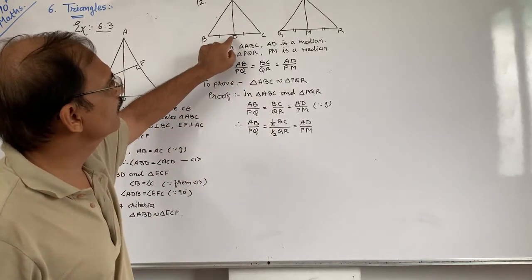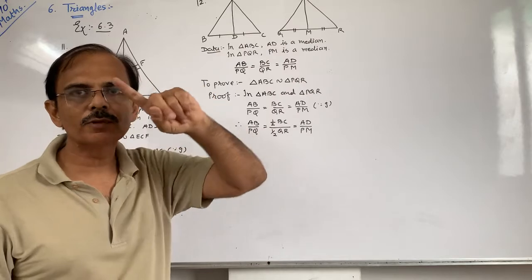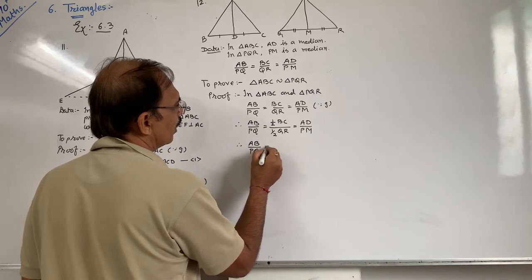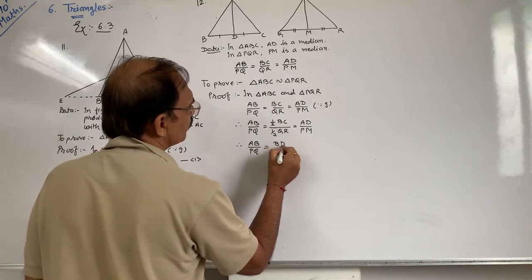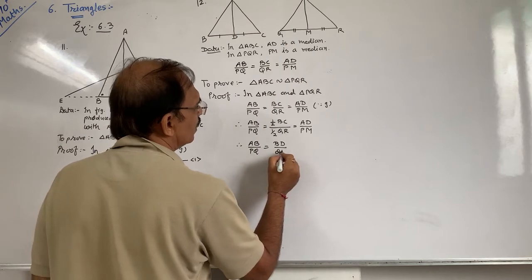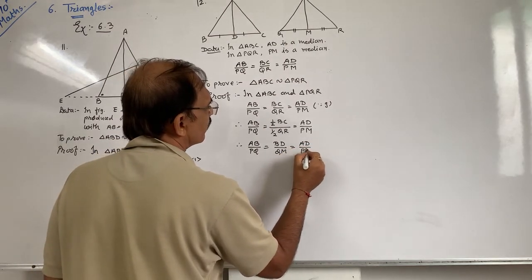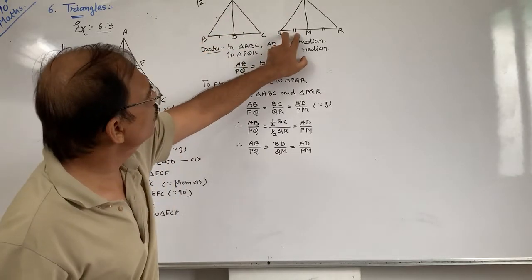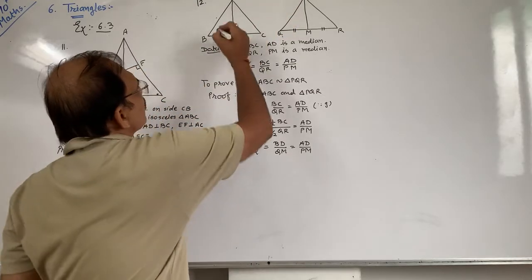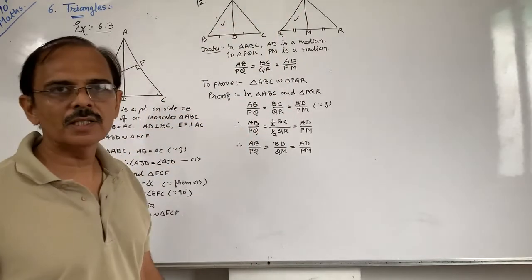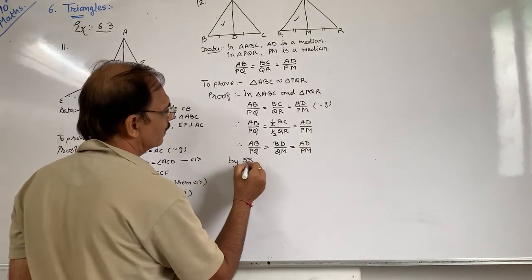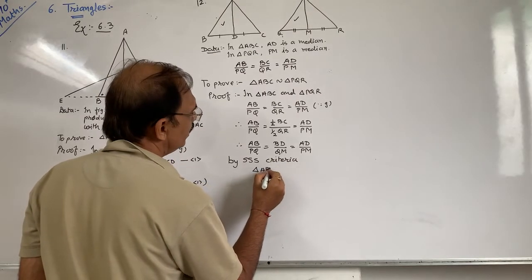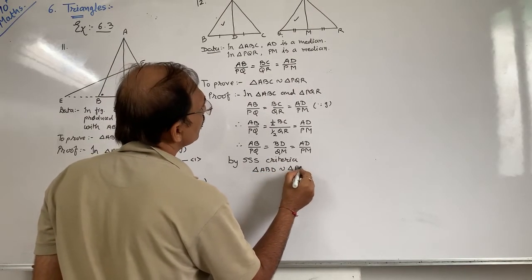Why? Because I know that D is the midpoint of BC and M is the midpoint of QR. So half of BC will be BD and half of QR will be QM. So AB upon PQ, that is equal to BD upon QM, that is equal to AD upon PM. Now see from this, AB upon PQ equal to BD upon QM equal to AD upon PM. So by SSS criteria, triangle ABD is similar to triangle PQM.